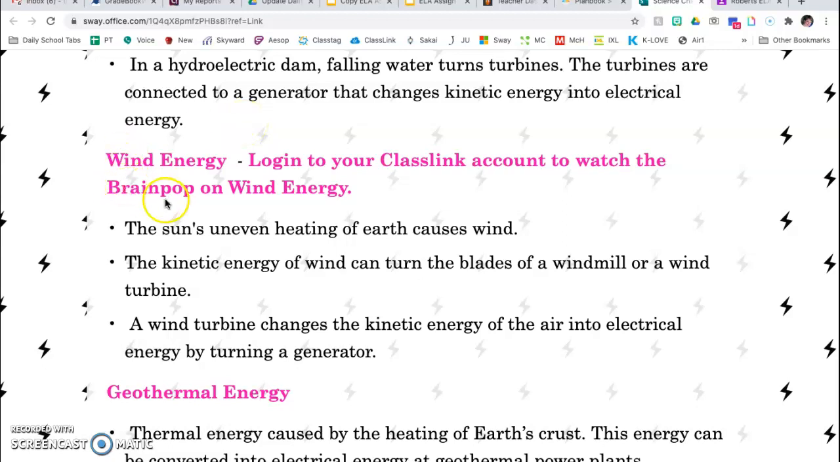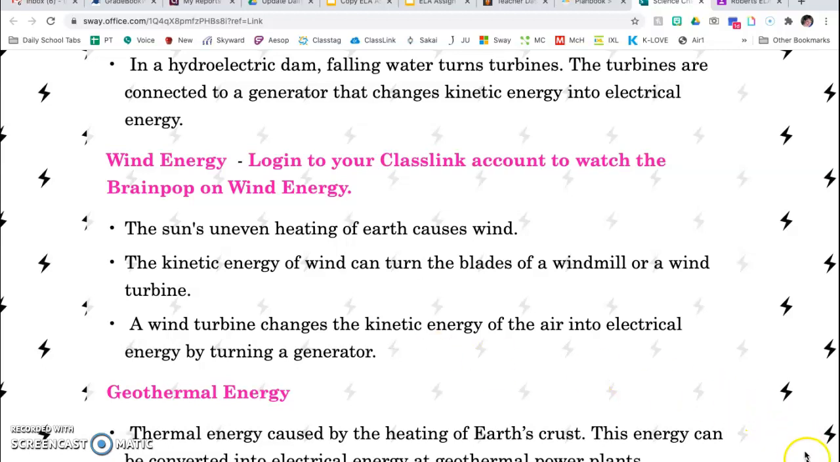You have another BrainPop to watch on wind energy, which is another renewable resource. Wind is caused by the sun's uneven heating of the earth. The kinetic energy of wind can turn the blades of a windmill or a wind turbine, and then a wind turbine changes the kinetic energy of the air into electrical energy by turning a generator.